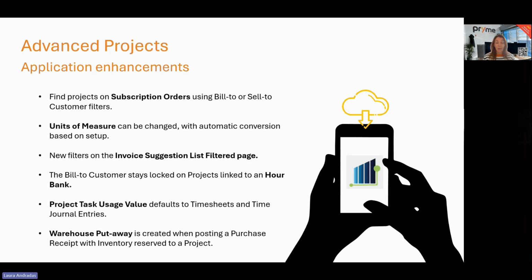The project task usage value, high or low, will default to timesheets and time journal entries. Sorry, I forgot one. Yeah, the bill to customer, which will stay locked on projects linked to an hour bank in order to keep data accuracy. And lastly, a warehouse put away is created when posting a purchase receipt with inventory reserved to a project.